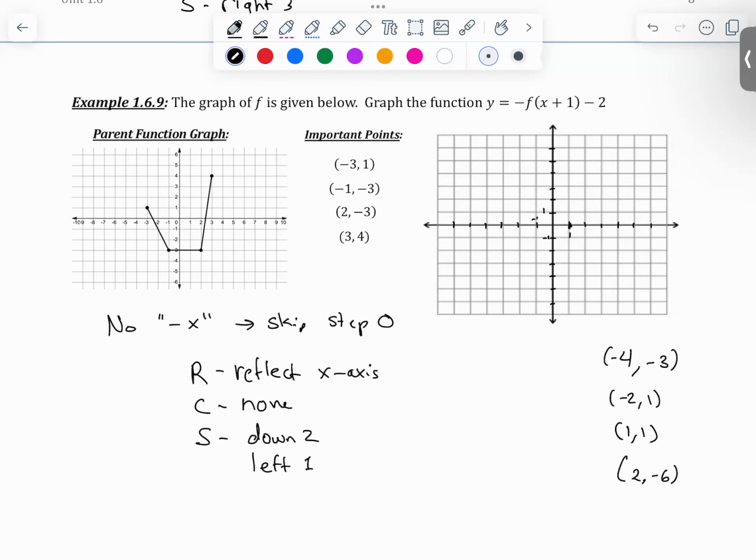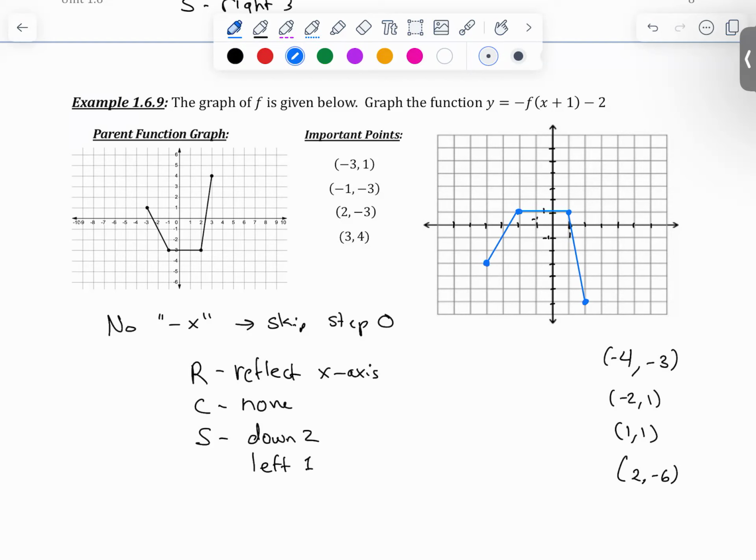Now that we've got all of our points, we'll start to plot them. So (-4, -3) is right there. Then (-2, 1) is right there. (1, 1) is there. And then (2, -6) is right there. And then we just graph it. Like that. And we're all done.